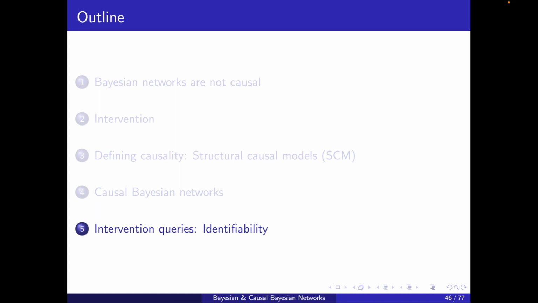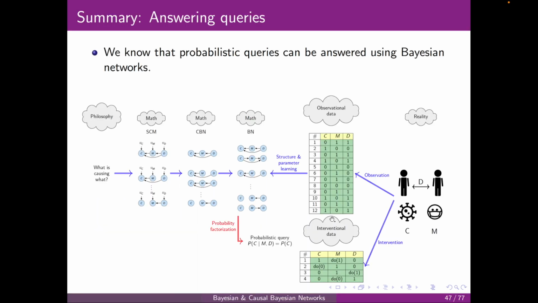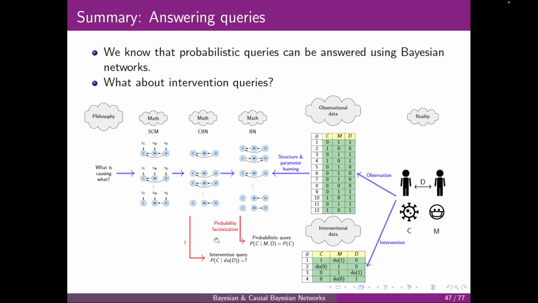Hello and welcome to Section 5, Intervention Queries, Identifiability. This is what we covered in the previous sections, and we saw that Bayesian networks are capable of answering probabilistic queries. CBNs are capable of answering intervention queries, but in particular, we want to focus on how they can do that in the presence of latent or unobserved variables.